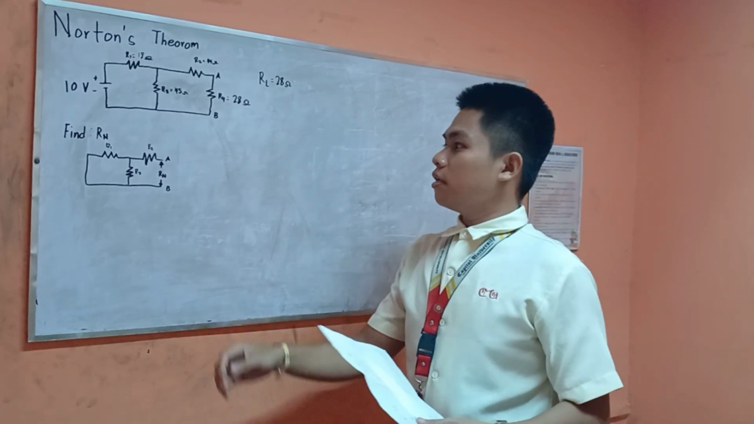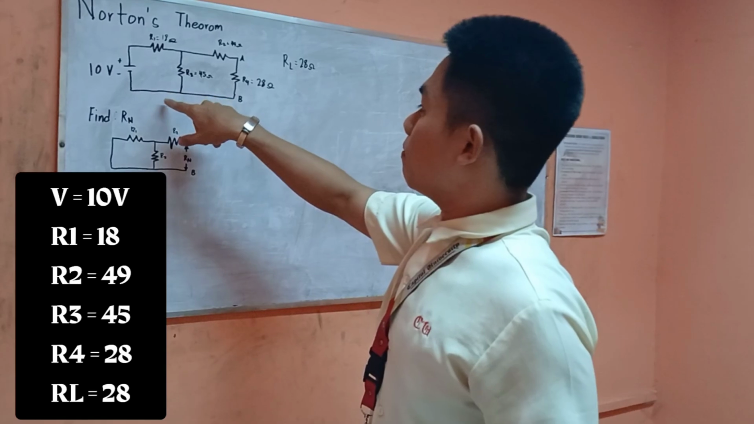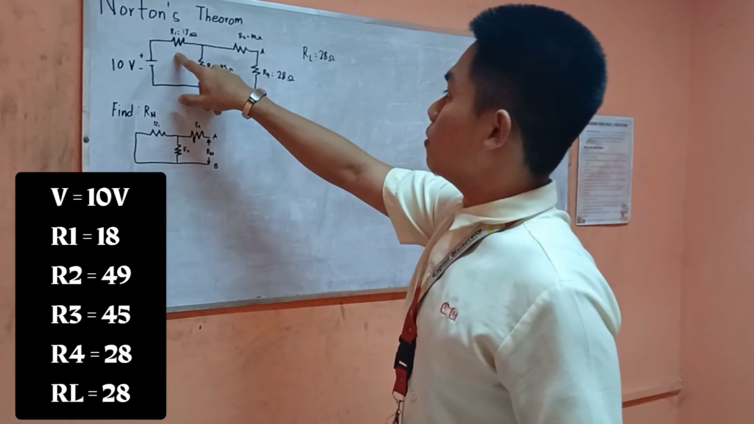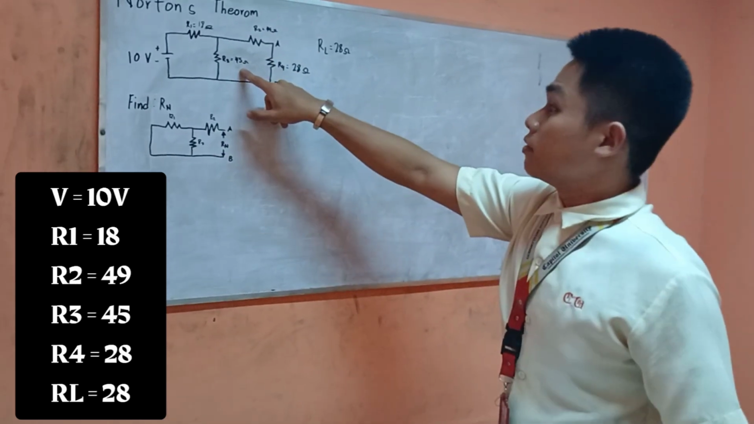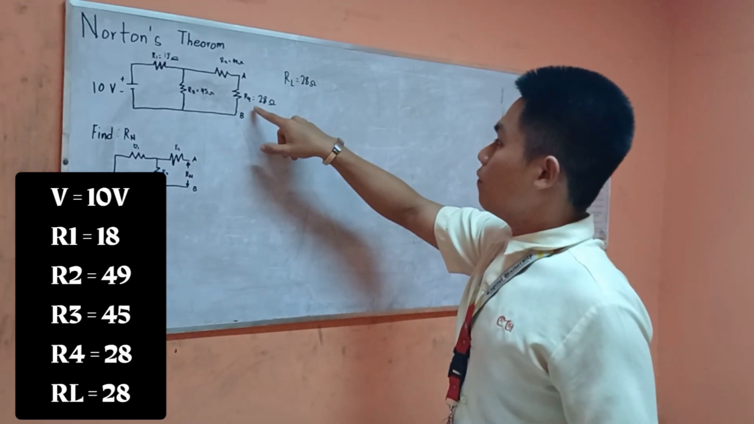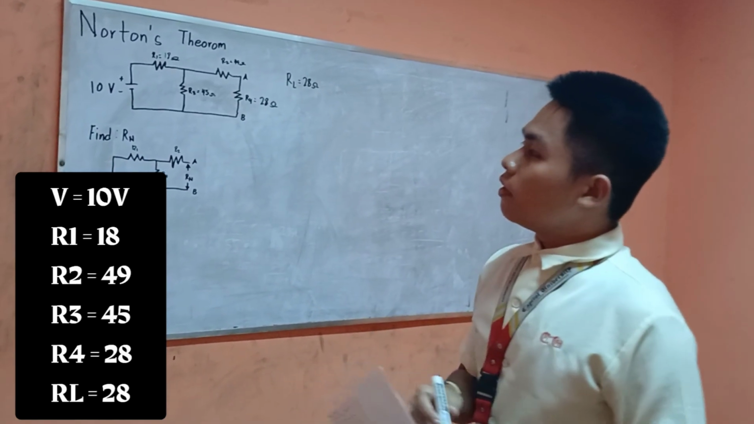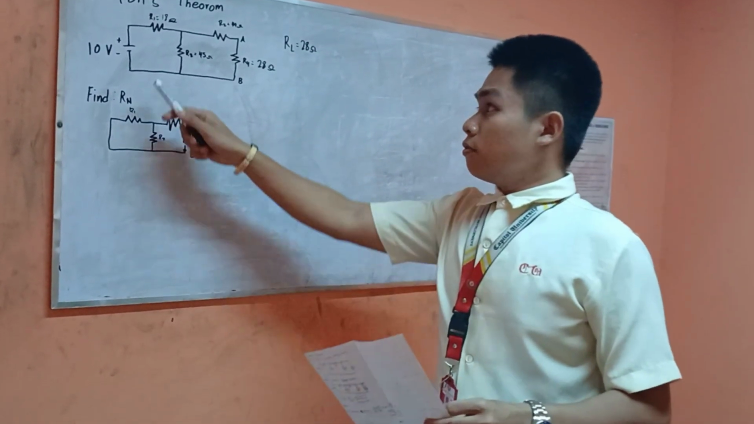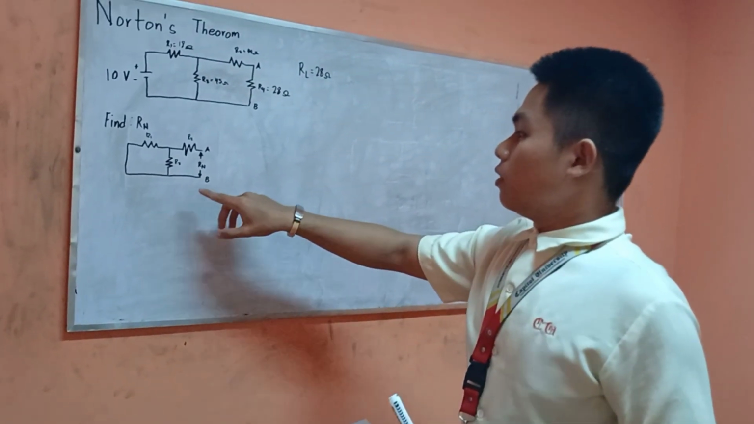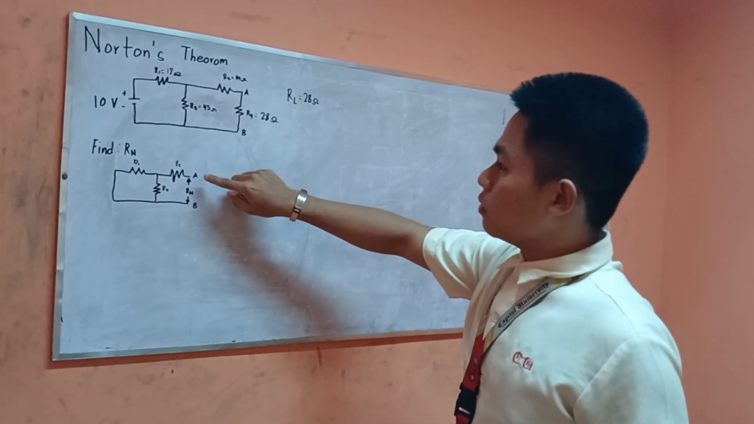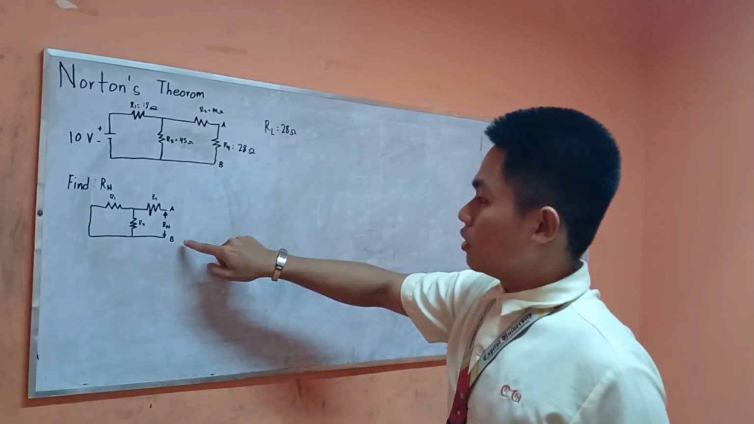First, we need to analyze the diagram of this certain problem. The givens are 10 volts, resistor 1 is 18 ohms, resistor 2 is 49 ohms, resistor 3 is 45 ohms, resistor 4 is 28 ohms, and the load resistance is 28 ohms. Now, we need to find the Norton's resistance. As you can see in the diagram, we need to find the Norton's resistance between the R4 area, which is A and B.